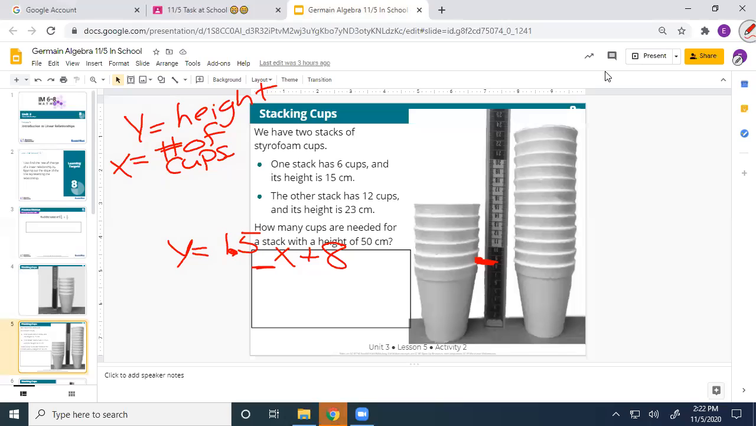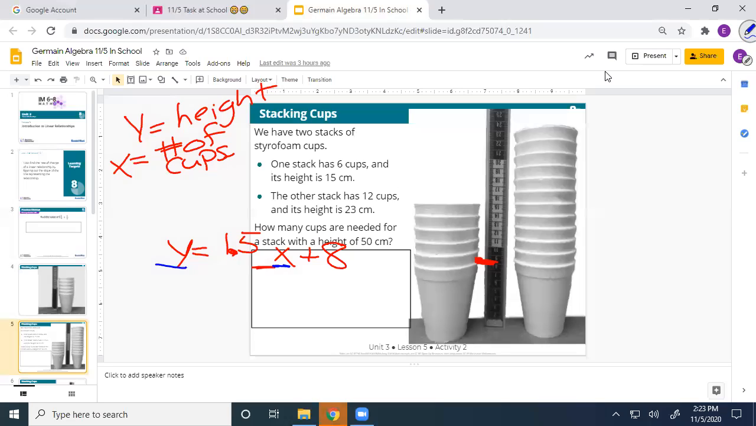So let's take a look here. If I'm looking for when the height is 50, what am I going to plug 50 in for? Y or X? Which one does the height represent? Which variable does the height represent? Melina? It represents Y.